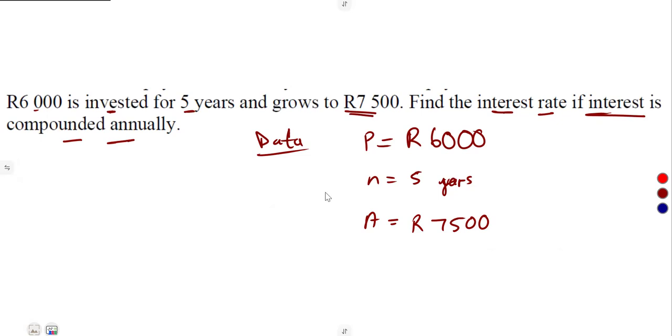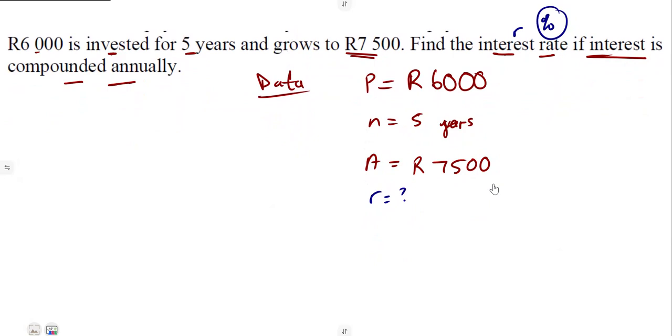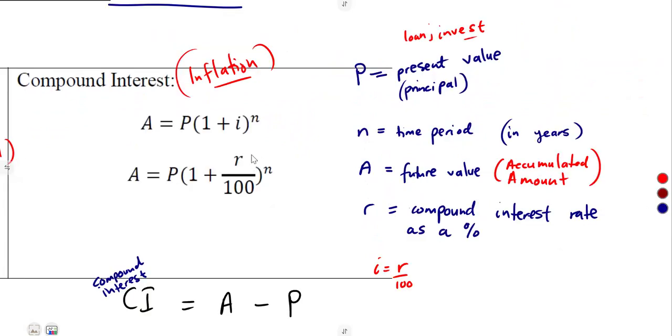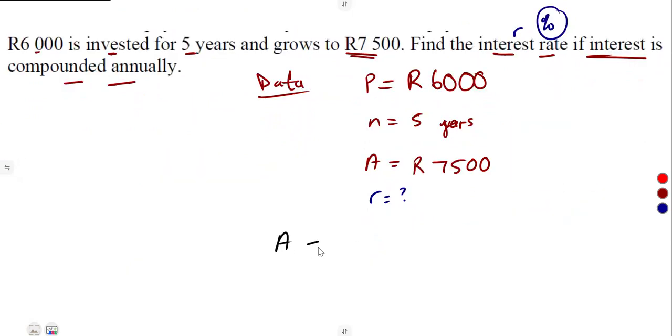We are dealing with compound interest. Find the interest rate. Find R there. R as a percentage. R is always a percentage. So what can we do? We can use the formula that has R already because it's there. Taking that formula into consideration, it states that A is equal to P into 1 plus R over 100 to the exponent of n, from our compound interest formula.